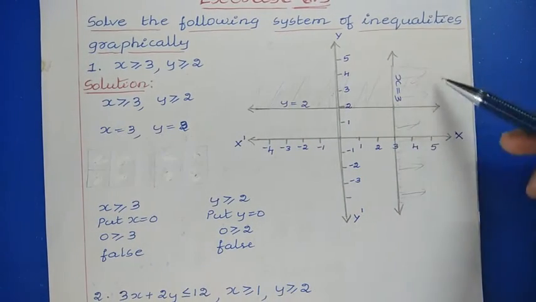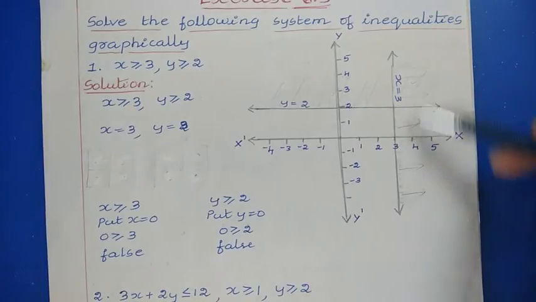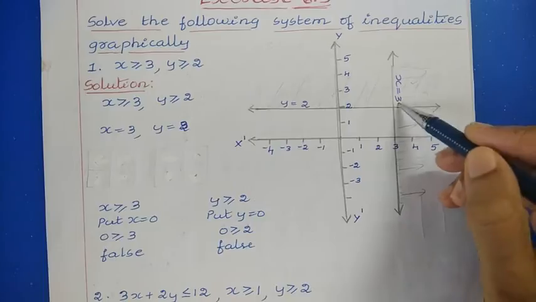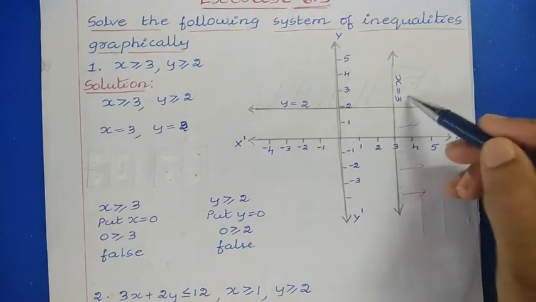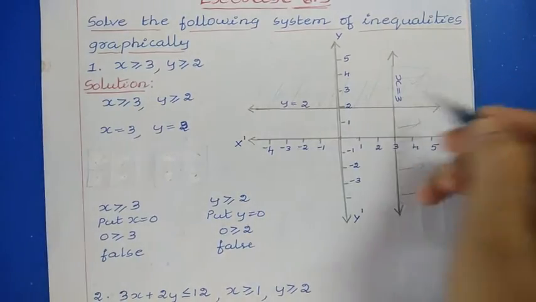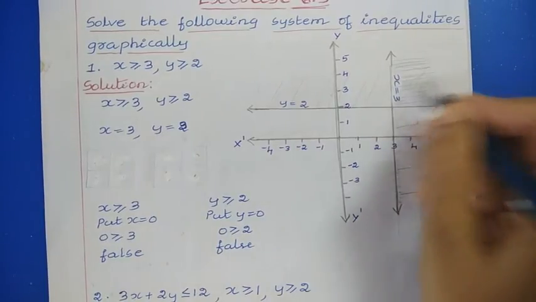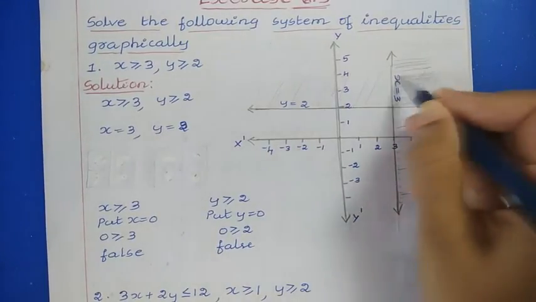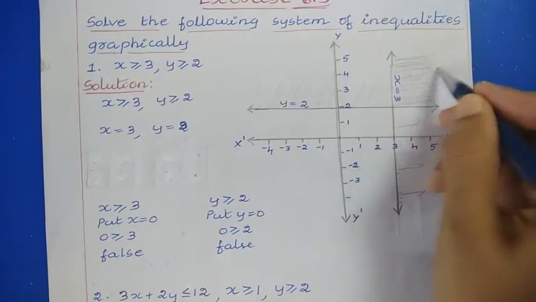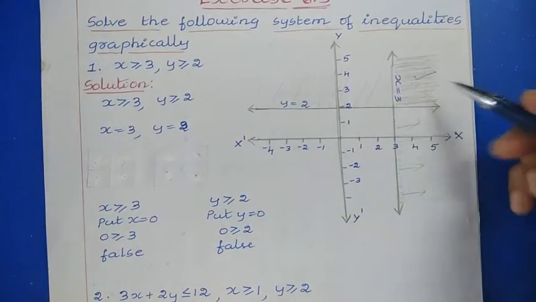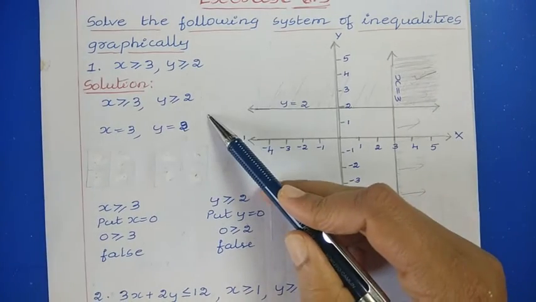So now here, which is the common area shared by both these inequalities? That is this area, right? So this area is shared by this inequality as well as this inequality. So we can say that this is the common area which is shared by the inequalities x greater than or equal to 3 and y greater than or equal to 2. So this area is the answer for this particular problem.